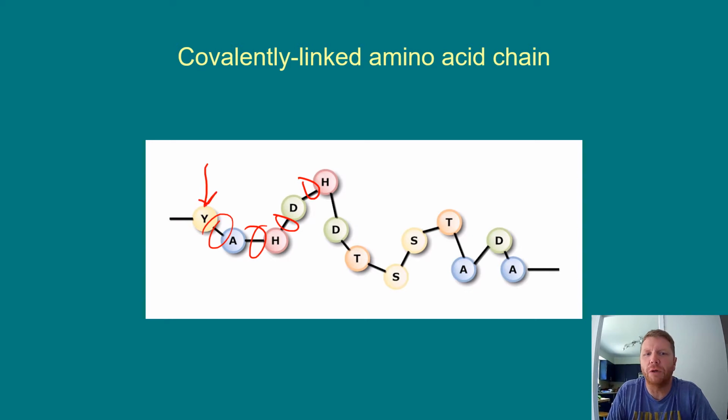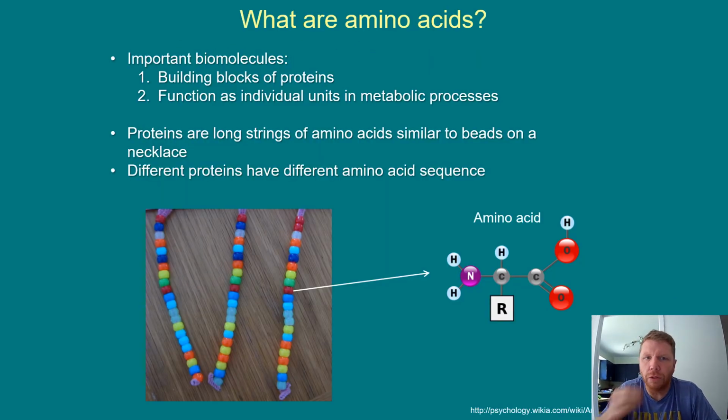Now these have single letter codes because each amino acid has a single letter code. There are a total of 20 common proteinogenic amino acids, and heck, there's 26 letters in the English alphabet, so it works out pretty well. We get to save ourselves from having to remember 6 of those troublesome letters. Okay, so what are amino acids? They're building blocks of proteins. They function as individual units in metabolic processes as well.